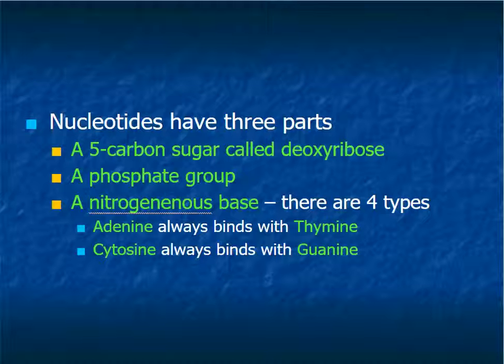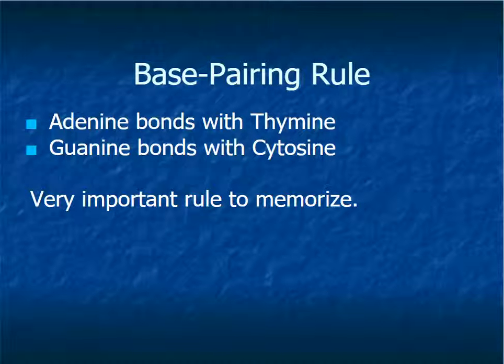So these 4 bases and the order of them on your DNA is what makes you different from anyone else and any other living organism. It's that order that gives you your traits. So again, the base pairing rule. Adenine bonds with thymine, guanine bonds with cytosine. This is a very important rule to memorize for this chapter.